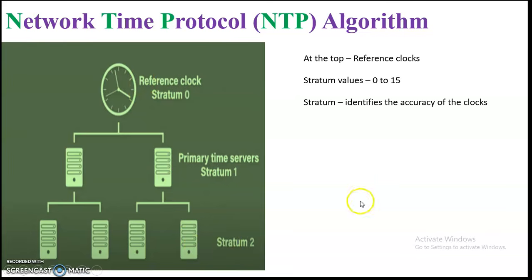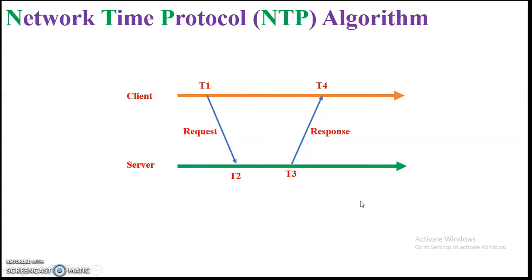Coming back to the computations of the Network Time Protocol algorithm, this is the client which makes a request to the server at timestamp T1, which is received at timestamp T2 at the server's end. The server computes the time, starts sending the response at timestamp T3, and the response is received at T4 on the client's end.